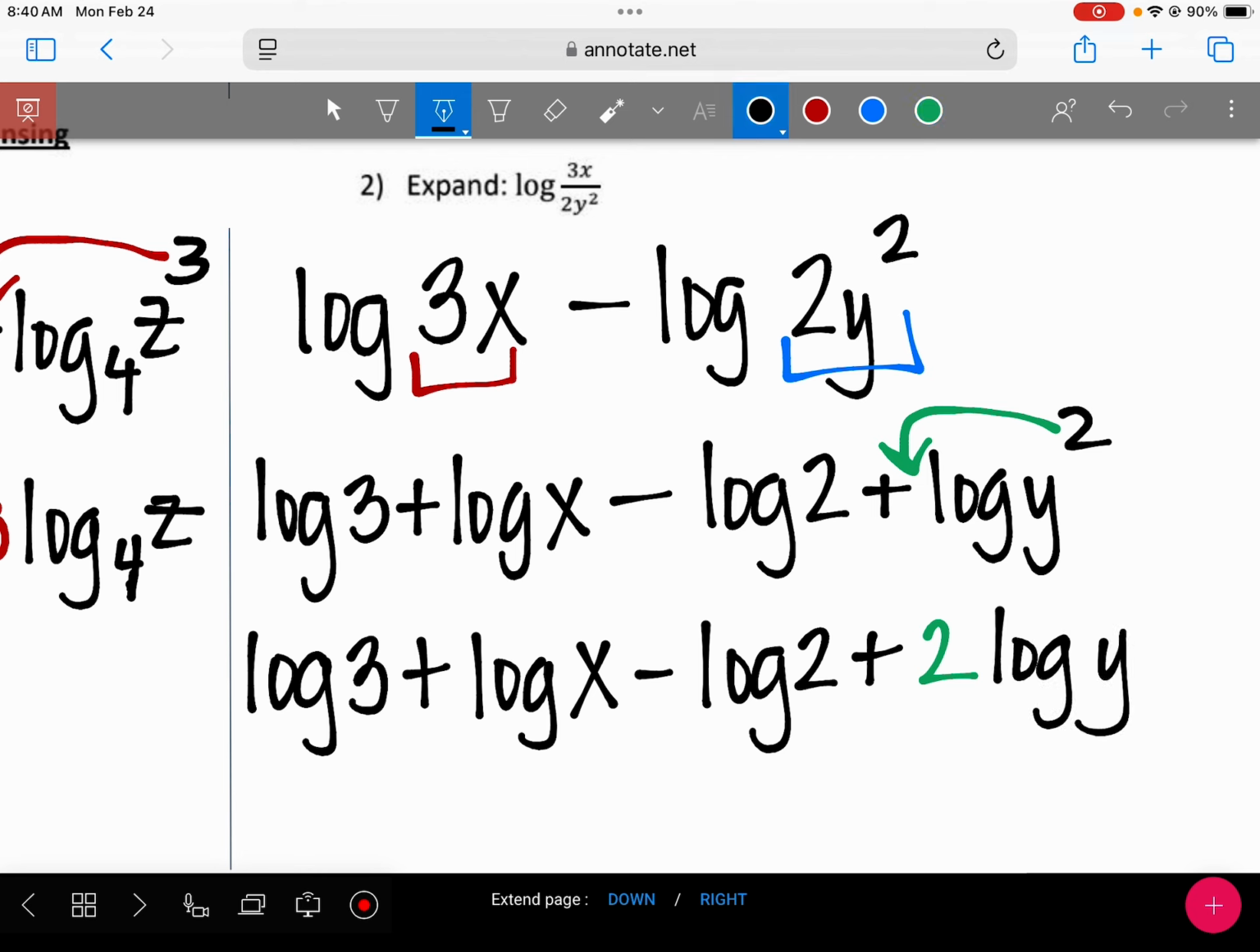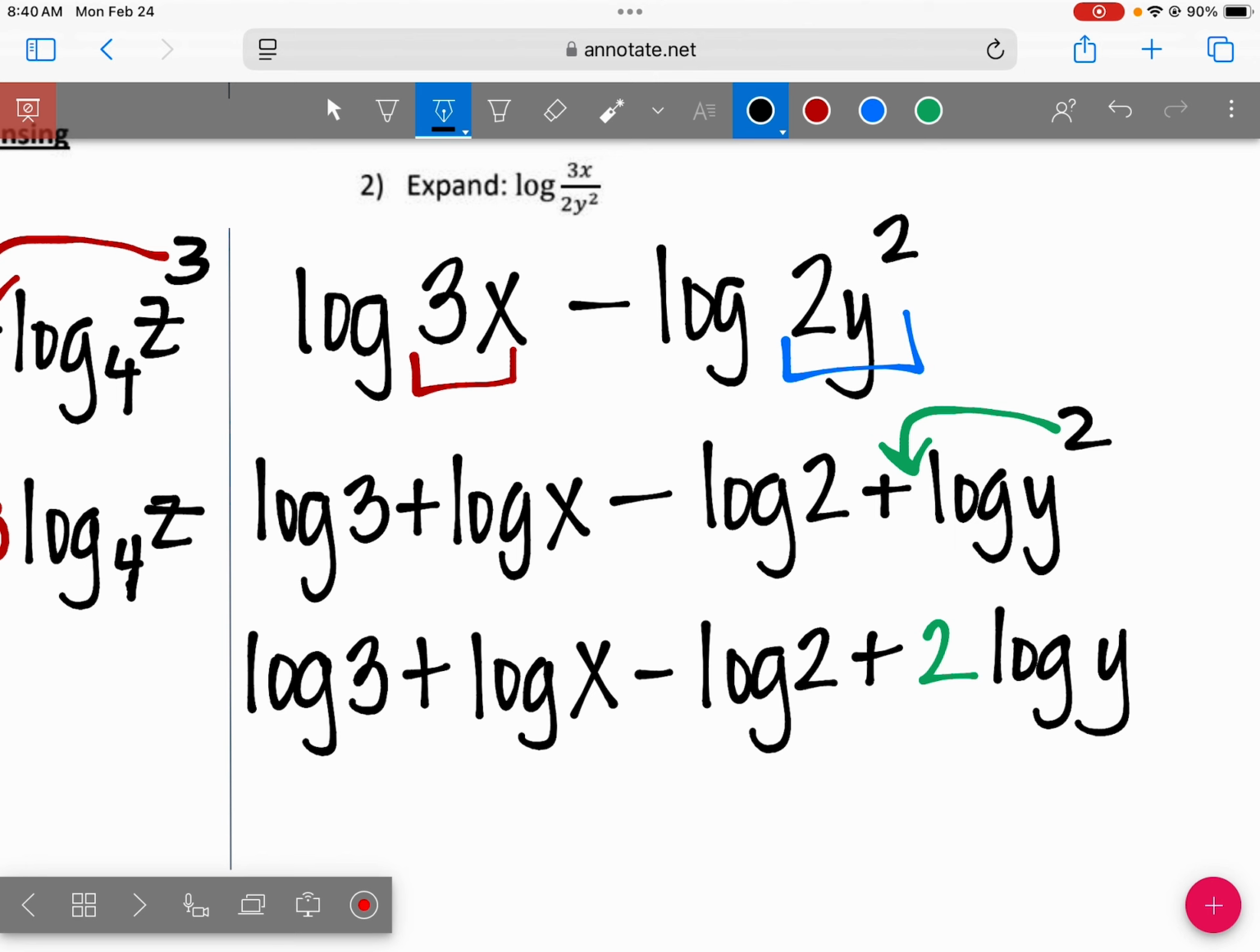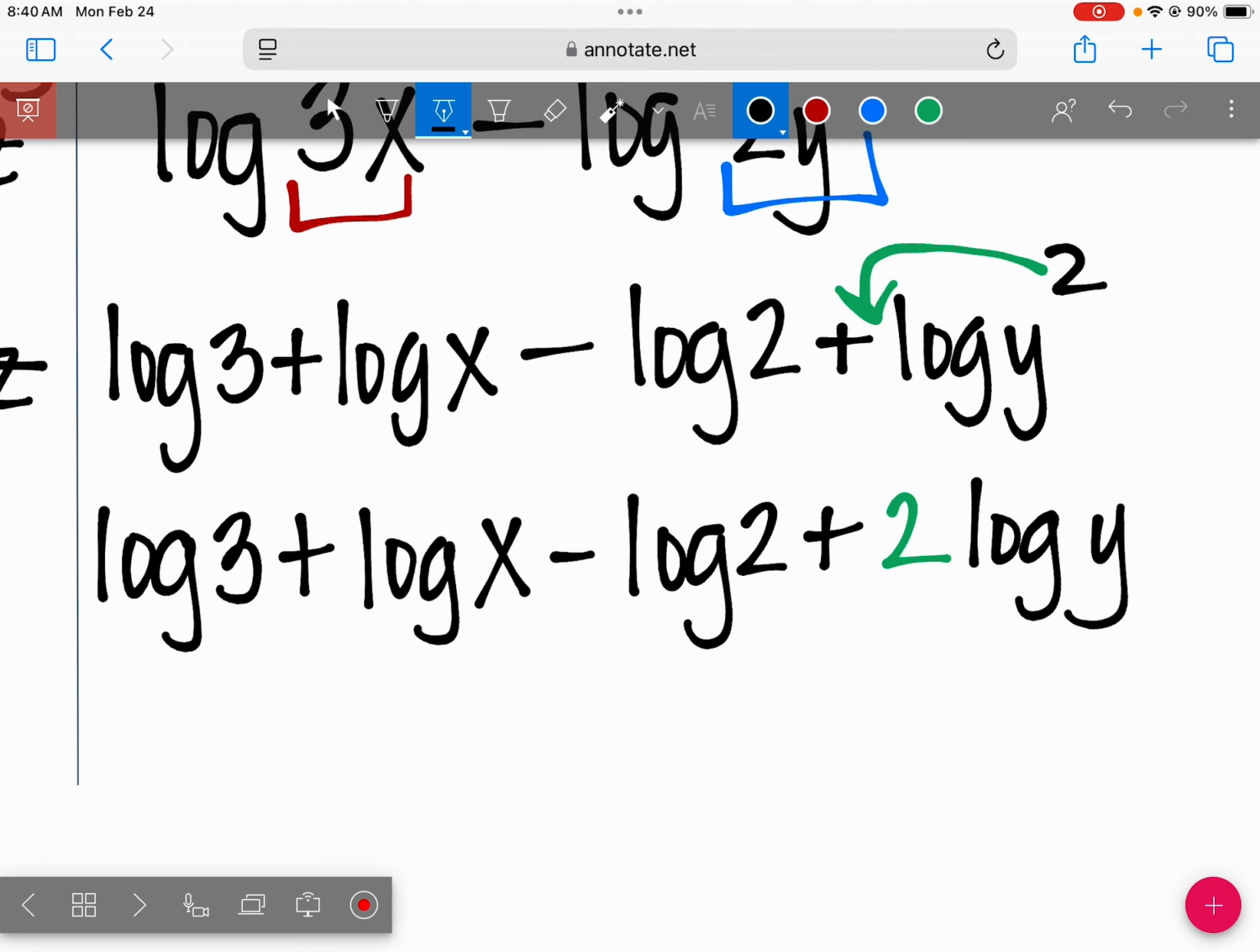Now, this is the first time that we've had 2 things in the denominator. When this happens, we do need to add parentheses. We need to add parentheses around everything because there are 2 things that came after the subtraction sign. If it was just one thing, but there's 2, we need to put parentheses around it.